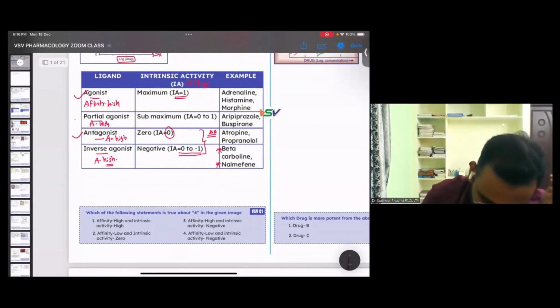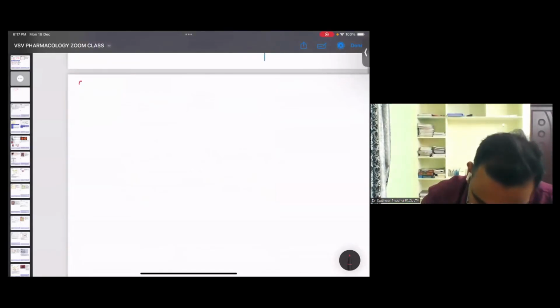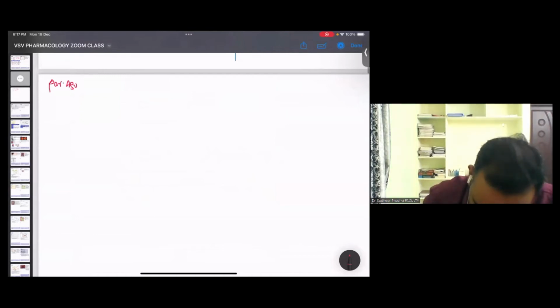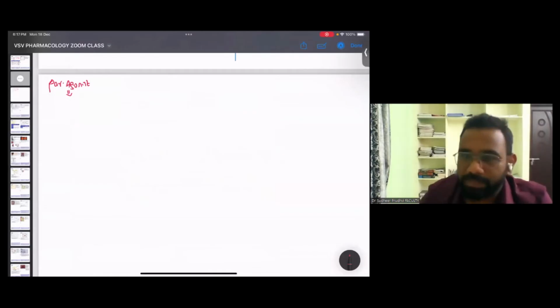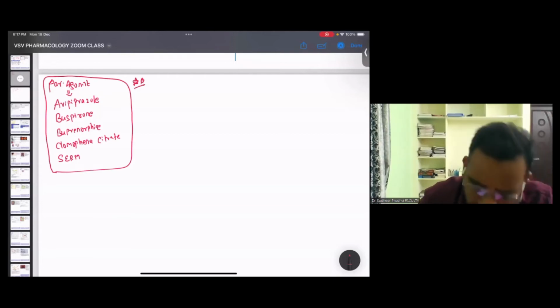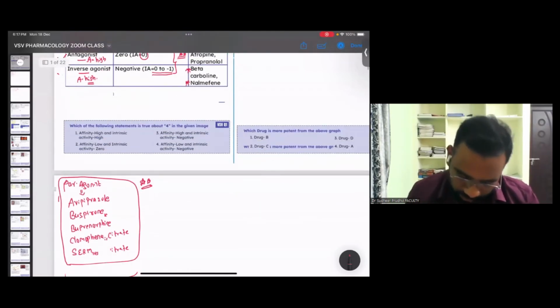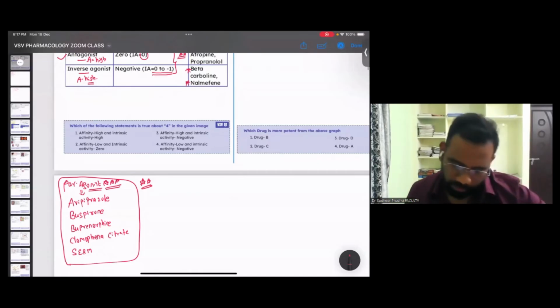Here I want to talk a little bit about partial agonists. Remember the partial agonist examples. Few more examples of partial agonists are aripiprazole, a second generation antipsychotic, buspirone, buprenorphine, clomiphene citrate, and selective estrogen receptor modulators. These are all our partial agonists. The examiner will not ask you to define partial agonist or antagonist; he will ask you the examples. The agonist and antagonist you will obviously answer, that's secondary. For partial agonists, he will try to confuse you. This is what I want to tell.